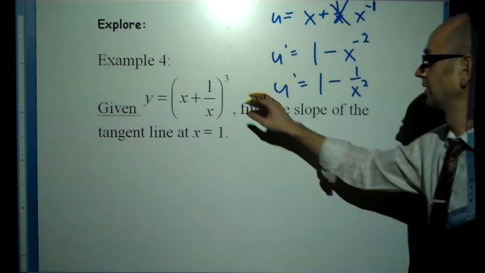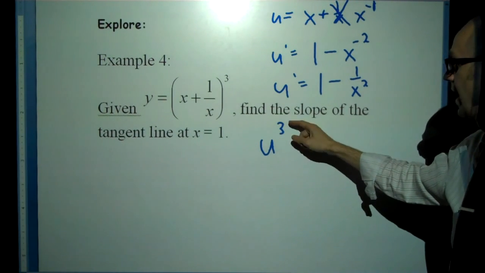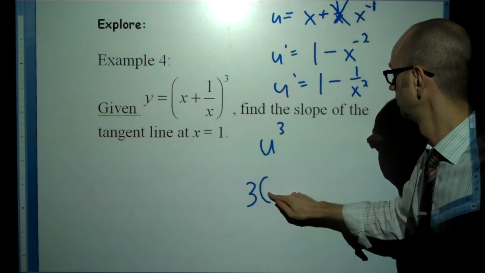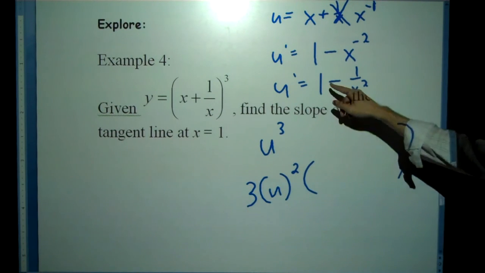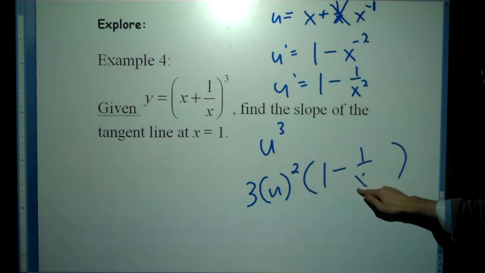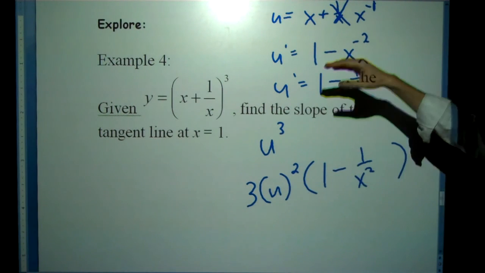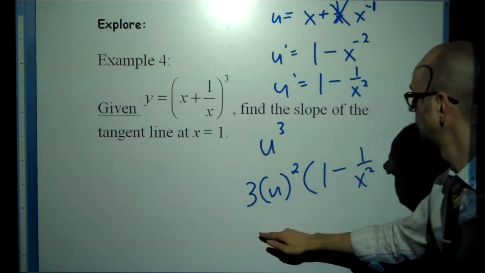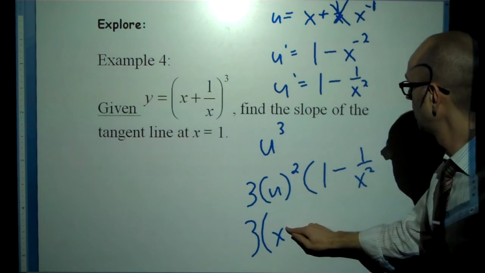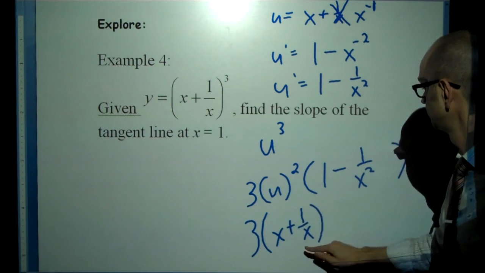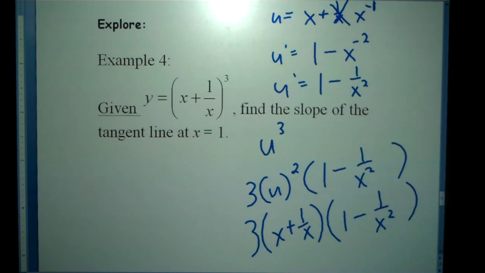But we still need to deal with the big picture. The big picture is we've got u to the 3rd power. So we do the derivative of that. 3 out in front, and then we've got u squared times all of the u prime, which is 1 minus 1 over x squared. We don't want to have u's in our final answer, so we bring back our original problem, which was 3 times x plus 1 over x, squared, and then we've got 1 minus 1 over x squared.